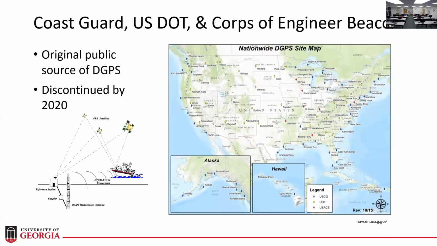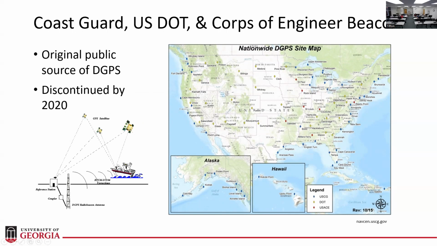So let's talk about the first one, the DGPS with beacon correction. This is the original public source of DGPS, so you don't need to pay for that, but it was discontinued in 2020. So how does DGPS with beacon correction work? The same concept that I explained when we started talking about correction applies here. So we have satellites in the sky in our constellation, and our boat here has a GPS receiver.